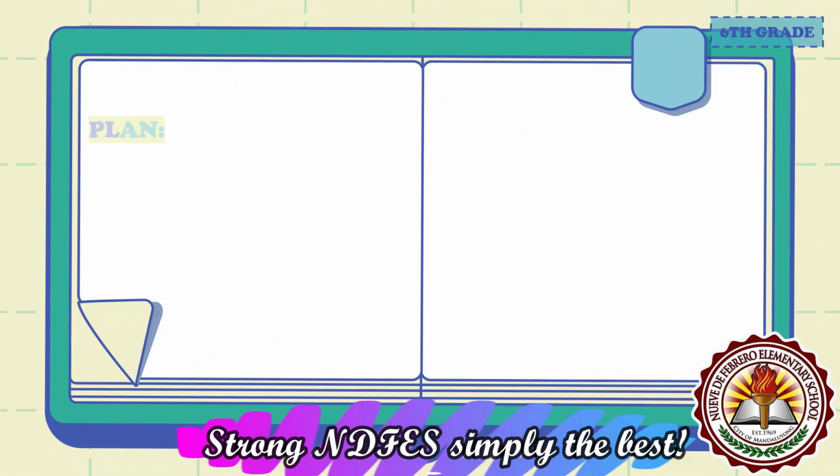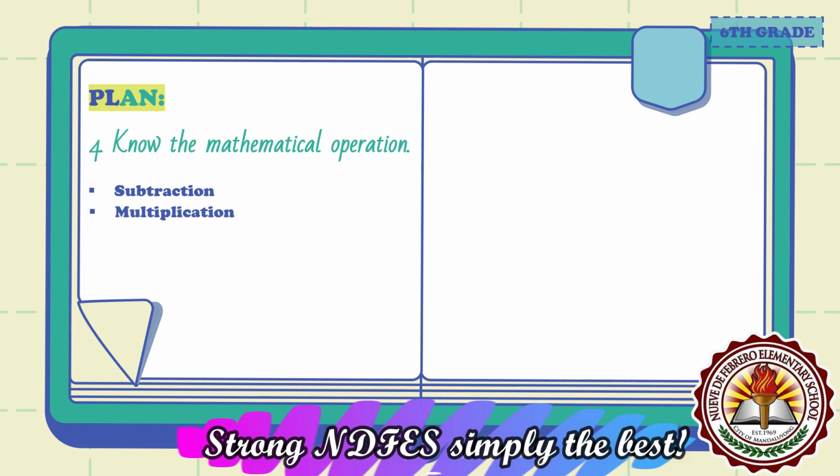Now, let us plan on how we will solve the problem. First, what is the mathematical operation? Excellent! These are subtraction and multiplication. Let us proceed to the next step. Write the number sentence. Now let's write the number sentence.